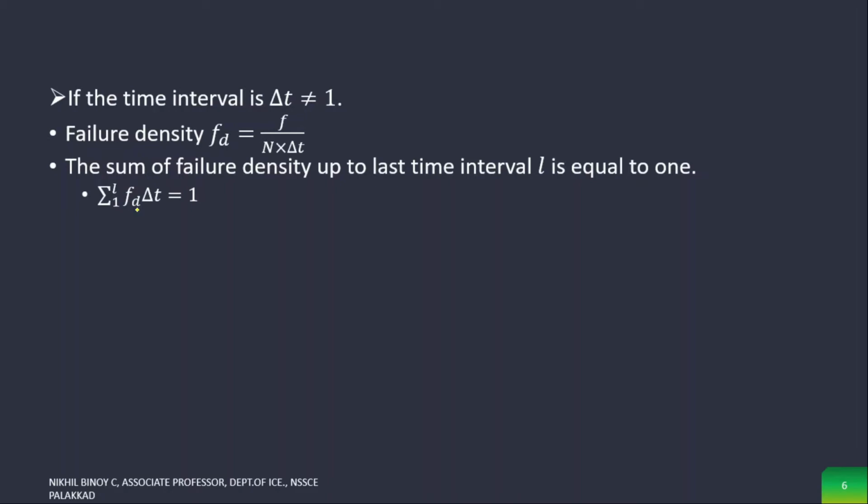Please remember, wherever we are using fd for the calculation of sum of failure density, the reliability or probability of failure, you have to multiply fd with delta t. So this is one case, sigma 1 to L fd into delta t is equal to 1. Now the next one is reliability.